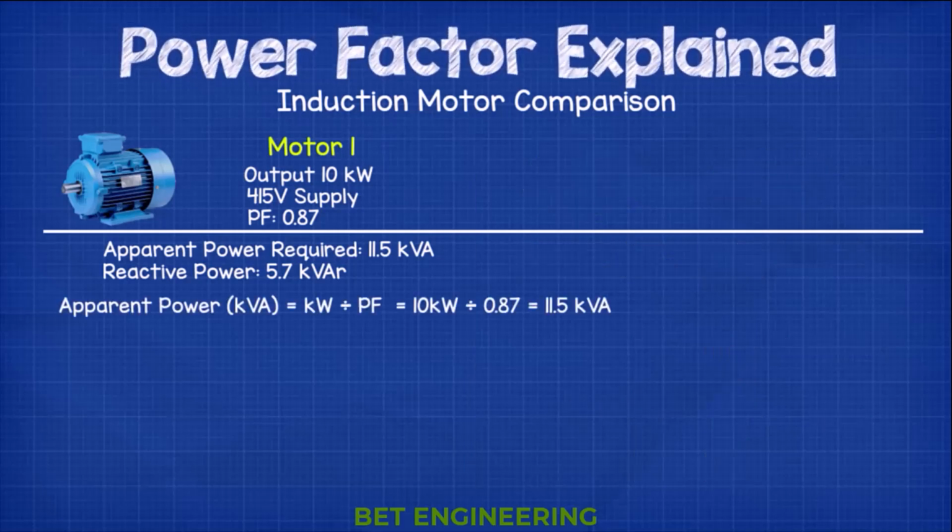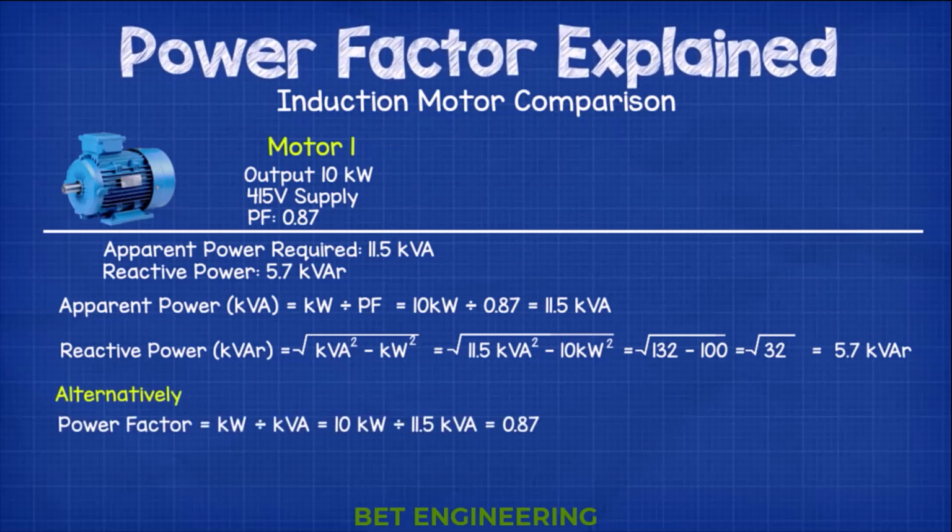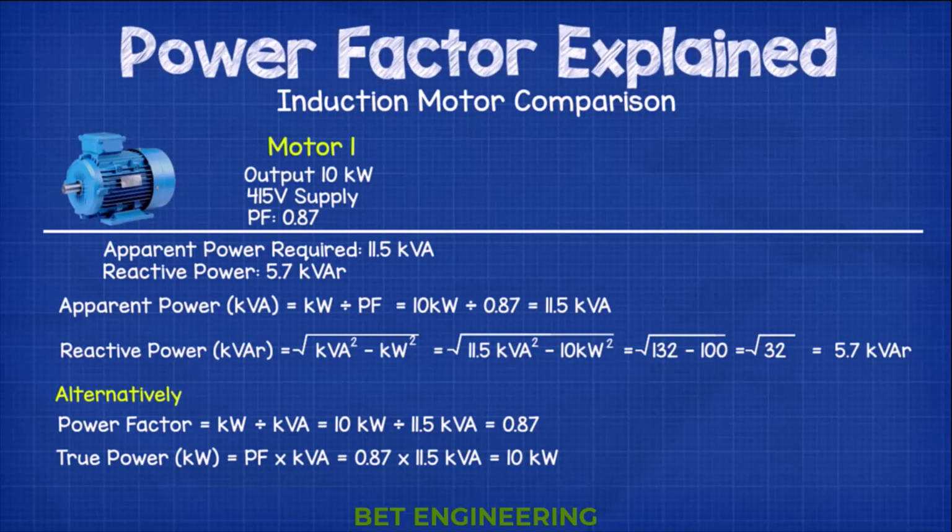How did I calculate that? For kVA, I used kilowatts divided by power factor, so 10 divided by 0.87 to get 11.5 kVA. For kVAr, I used the square root of kVA squared minus kilowatts squared, so the square root of 11.5 kVA squared minus 10 kilowatts squared. We could have also found the power factor from the kilowatts and the kVA using 10 kilowatts divided by 11.5 kVA. We could have found the kilowatts from the power factor and the kVA using 0.87 multiplied by 11.5 kVA to get 10.